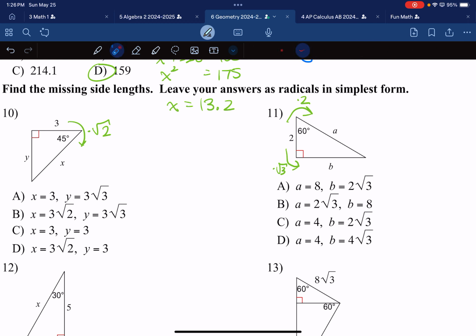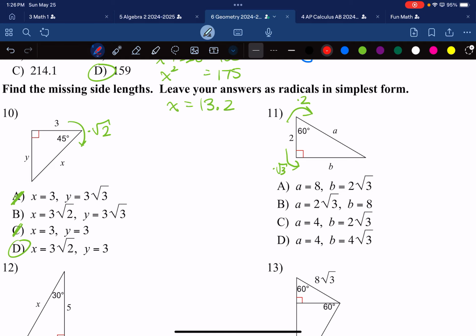Okay, let's see. In number 10, we're trying to get from 3 to over here, which means x should be 3 times the root 2. X should be 3 root 2. Okay, so that eliminates a and c. So 3 root 2, 3 root 2. And then y and 3, these are the same lengths. They have to be the same lengths for 45, 45, 90 because the derivation comes from a square where all of these lengths are the same. Therefore, y has to be just 3. This one is not saying 3. That one is saying 3, so the correct answer is D.